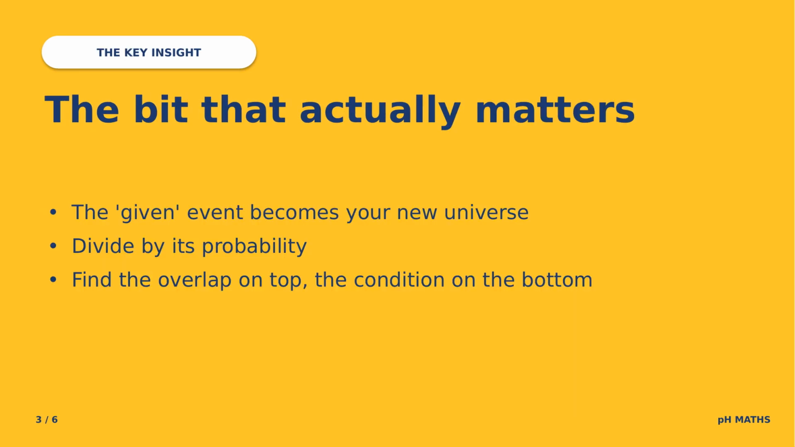Key insight. The given event becomes your new universe. You stop caring about what's outside it. Then within that new universe, work out the chance of A. So if you're told someone is a girl, your universe shrinks to just the girls. Within the girls, what fraction play hockey? That's your conditional probability.